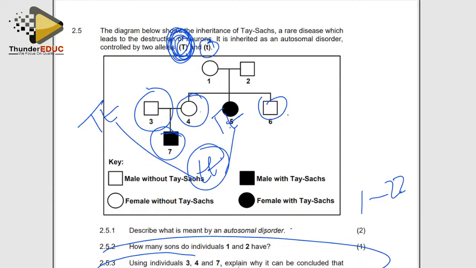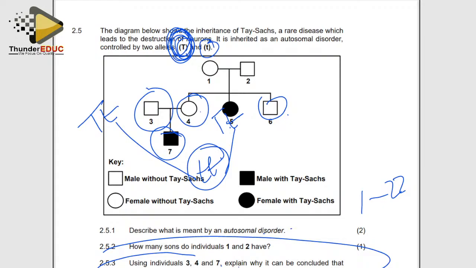Meaning that, how do you say it? You say that individual 3 and 4 are both normal. You understand? So they passed on a recessive allele, and individual 7 is affected with that disease. So those are 2 marks. So individual 7 obtained one recessive allele, or small t, from individual 4, and one recessive allele, say another mark, from individual 3. You understand? Making individual 7 to be affected. Simple.